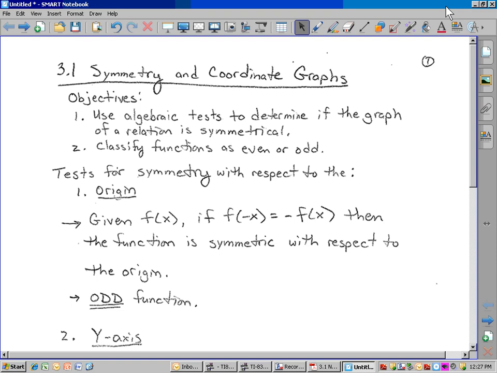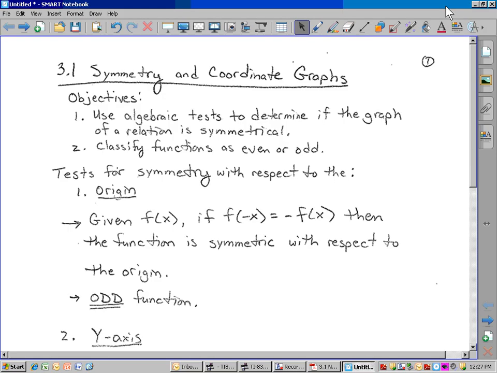3.1 Symmetry and Coordinate Graphs. Our objectives for today are 1. Use algebraic tests to determine if the graph of a relation is symmetrical, and 2. Classify functions as even or odd.